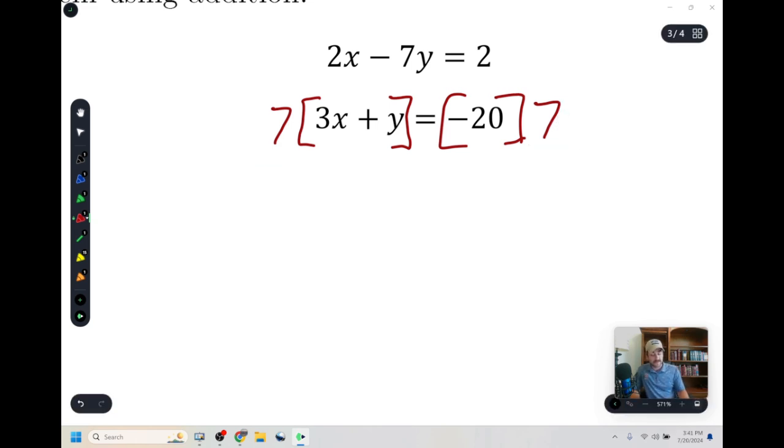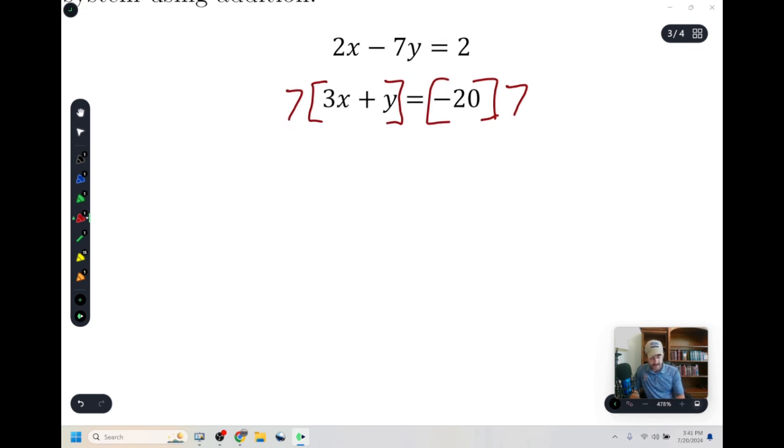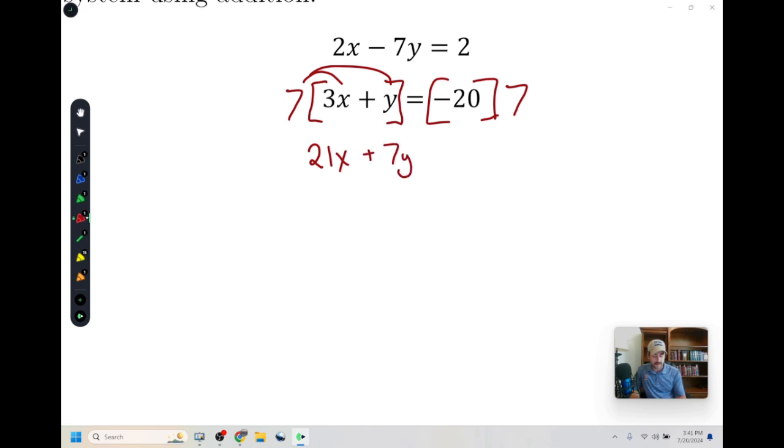So we're going to multiply both sides by 7, and we're going to end up with 21x, remember the distribution, plus 7y equals negative 140? Yes. All right, now I'm going to take the blue equation, or that top equation, and write it down right underneath it, making sure the x's are in the same spot, the y's are in the same spot, and the constants are in the same spot.